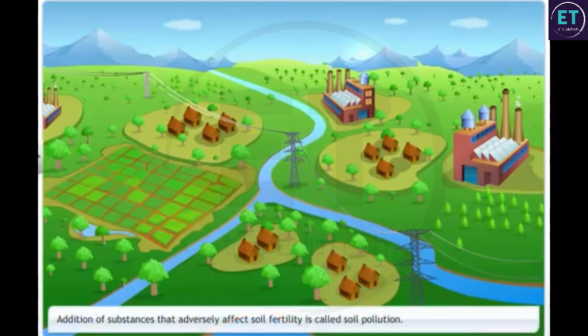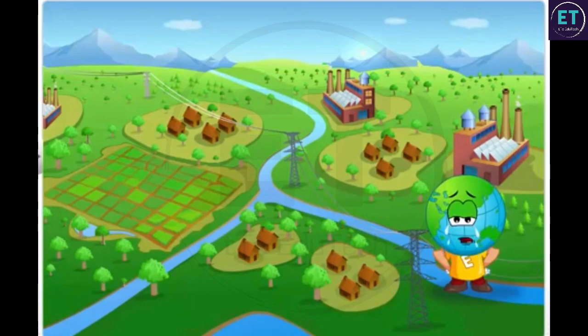The addition of substances that adversely affect soil fertility is called soil pollution. It seems we didn't spare soil too. How did we do it?